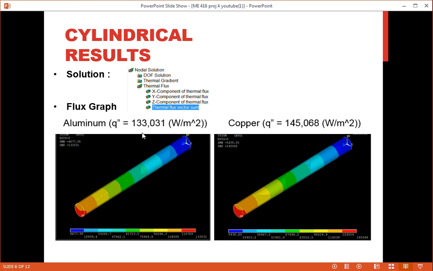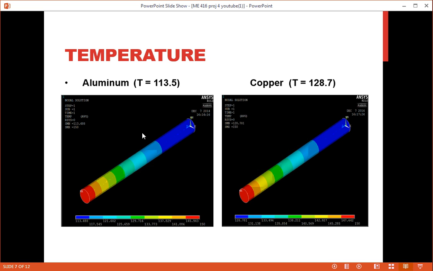For our results, we did a thermal flux vector sum, and for copper, it was 145,068 watts per meter squared, which is higher than the aluminum. This is our temperature distribution, which shows that the aluminum had a temperature of 113.5 at the end, which was lower than the copper.